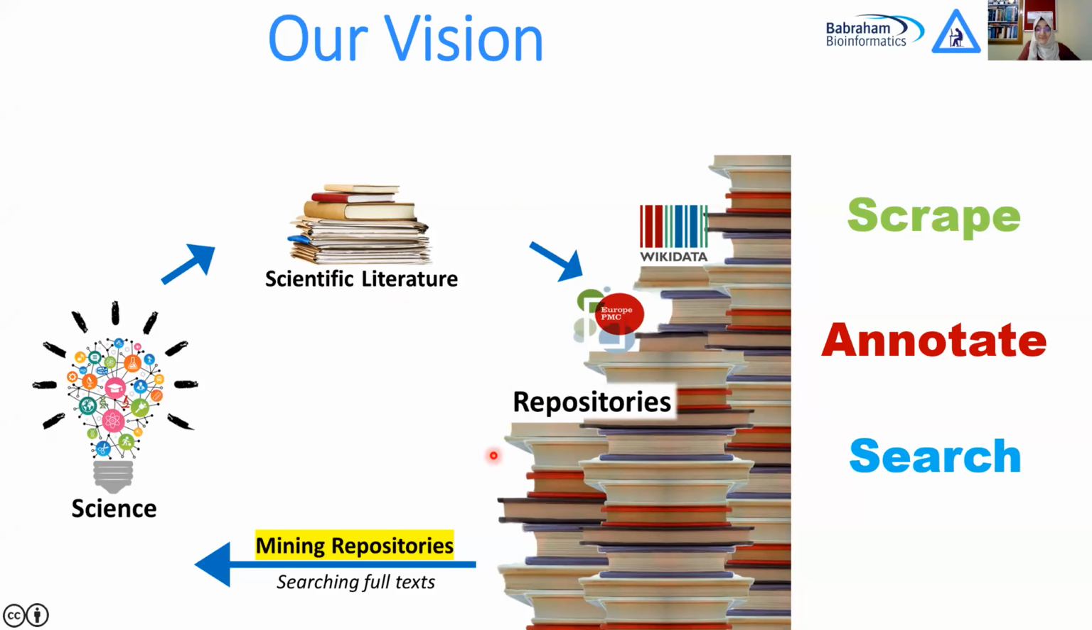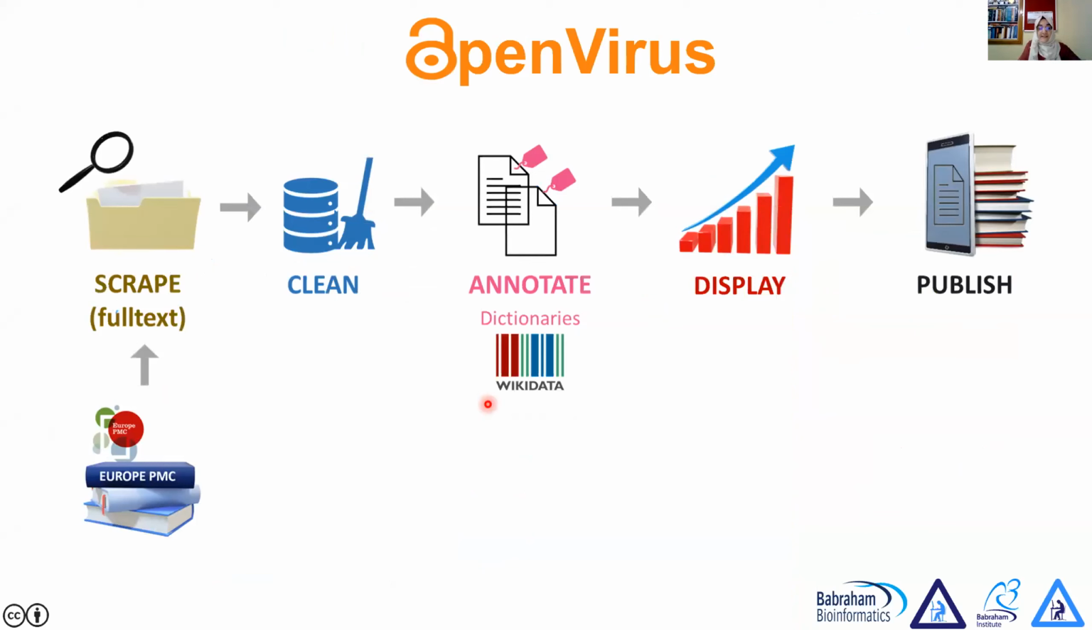We envision scraping these repositories, annotating and searching them. The pipeline should be so simple that we can do it under any conditions, in local PCs as well as in places where the internet connection may not be so good. So the openVirus team essentially scrapes the Europe PMC database, cleans it, annotates it using dictionaries, and then displays it in the most coherent and simple way possible, and then also endeavors to publish the information extracted so that it can be used further.